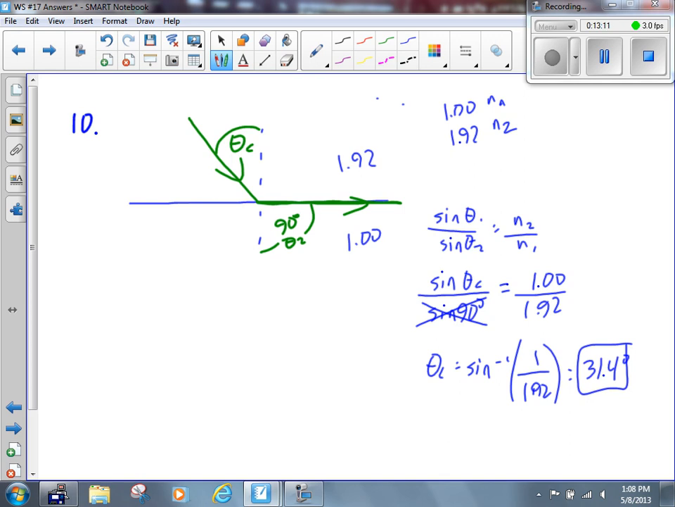So a fairly low critical angle. That means light is going to reflect fairly often. Therefore, if we have jewelry made of zircon, then you're going to get sparkling. But it's not as low of a critical angle as it is for diamond, as you saw in question 11, which means you're not going to get as much reflection, which means you're not going to get as much sparkling as you do with diamond.